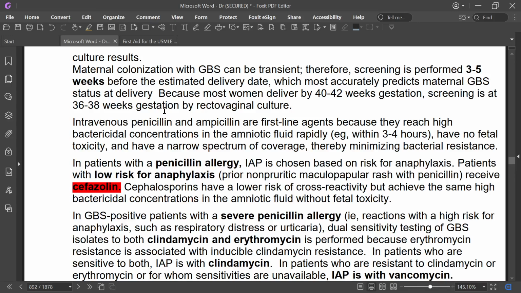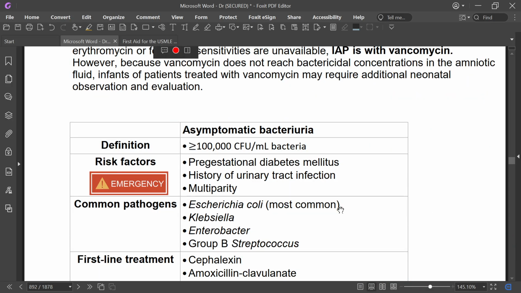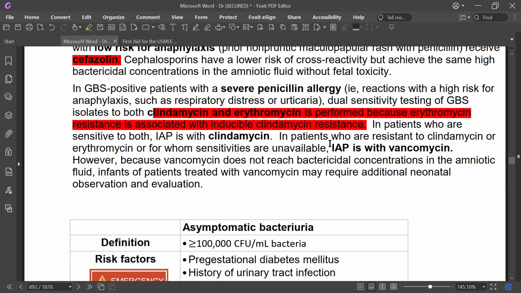In GBS positive patients with severe penicillin allergy, dual sensitivity of the GBS isolate to clindamycin and erythromycin is performed, because erythromycin resistance is associated with inducible clindamycin resistance. In patients who are resistant to clindamycin or erythromycin, or for whom sensitivities are unavailable, intrapartum penicillin with vancomycin is often given.